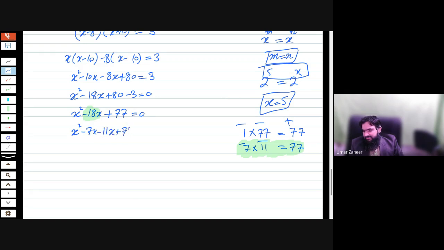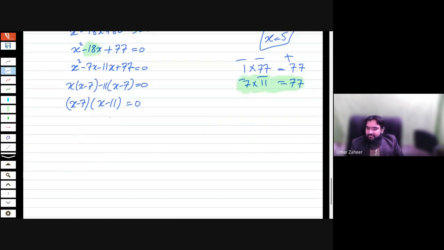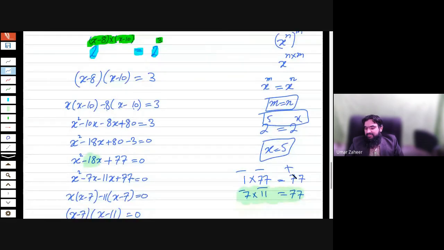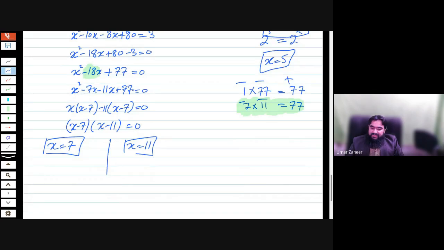So x squared minus 7x minus 11x plus 77 is equal to 0. x is common, you will get x minus 7. Minus 11 is common, it will be x minus 7 is equal to 0. Now x minus 7 into x minus 11 is equal to 0. From here, I will get the value x is equal to 7 and x is equal to 11. So we are getting two possible values of x. The one is going to be 7 and the second one is going to be 11.